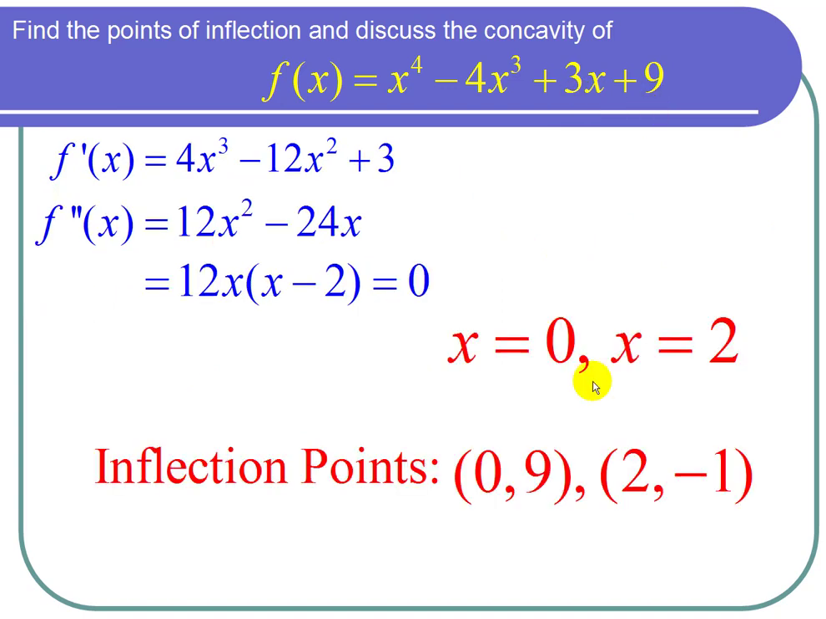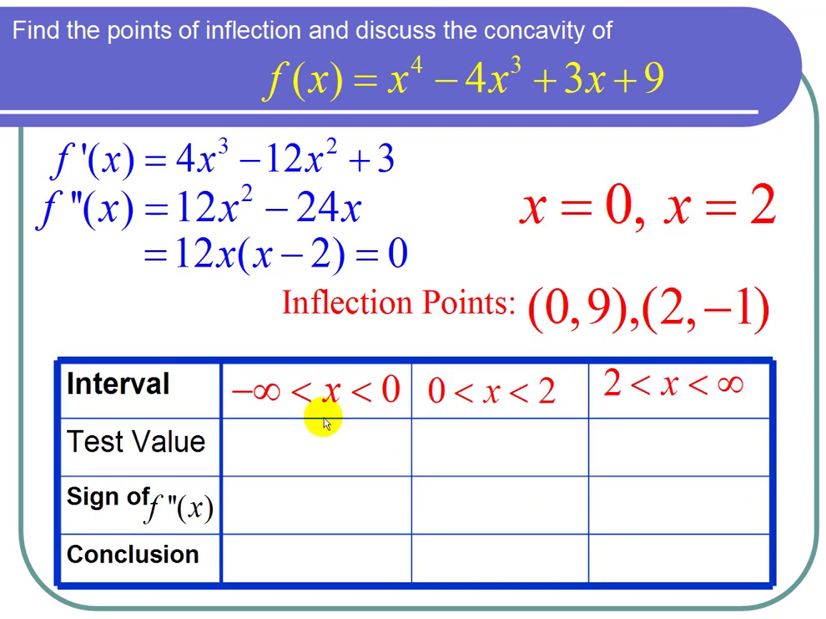Now let's check for concavity. Checking for concavity is very similar to checking for increasing and decreasing intervals, except we use the second derivative. So I set up a table, and I'm going to have my interval from negative infinity to the first inflection point, 0, from 0 to the second inflection point, 2, and from 2 to infinity. And I'm going to put in test values. I'm going to say that negative 1 is between negative infinity and 0, 1 is between 0 and 2, and 3 is between 2 and infinity.